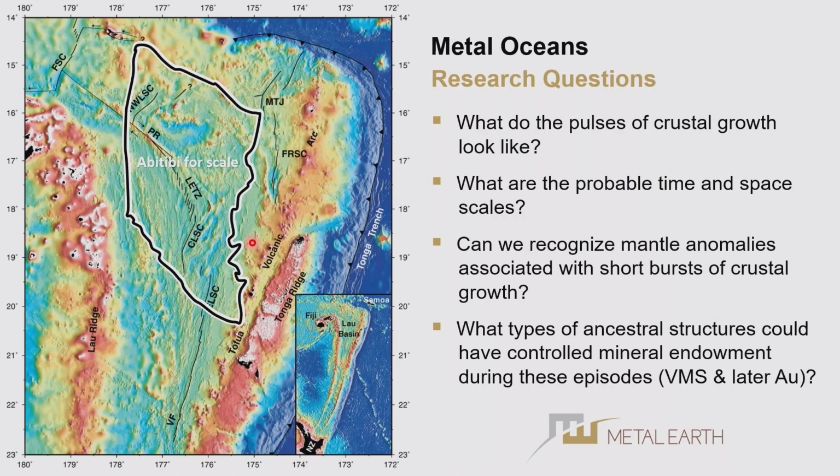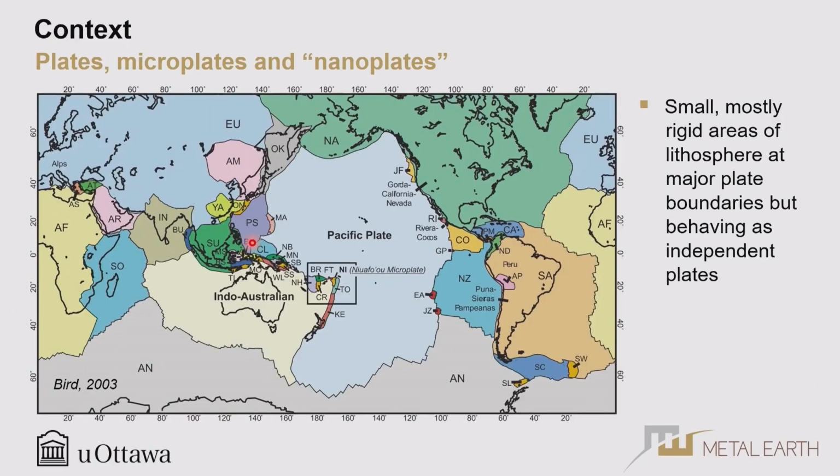A couple of definitions maybe are worth touching on. We can look at Bird's definition of a microplate from 2003. His definition of a microplate globally was simply a small, mostly rigid, and that's very important, mostly rigid, not completely, area of lithosphere that is located at major plate boundaries but behaves as an independent plate. And in Bird's original definition, this was anything that was smaller than 1,000 kilometers by 1,000 kilometers.